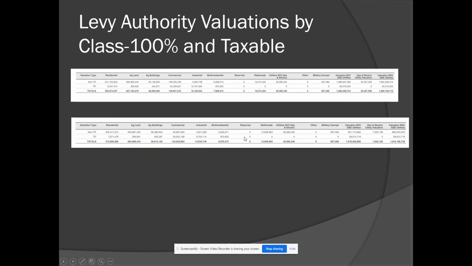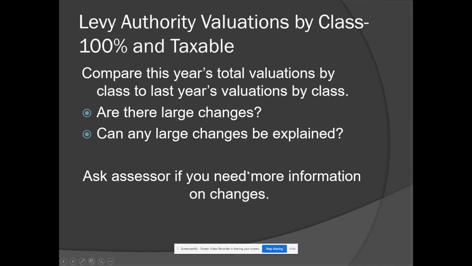Levy authority valuations by class, 100% and taxable. This is often used by folks when they're trying to estimate their commercial and industrial replacement. They'll pull out this report and look at their commercial and industrial value, 100% versus taxable, and see what their difference is to try to get an estimation on the loss and what they can expect in commercial and industrial replacement. So that's a reason why that's a popular report that people use. But again, it's a good report to look at to make sure that everything seems reasonable and accurate.